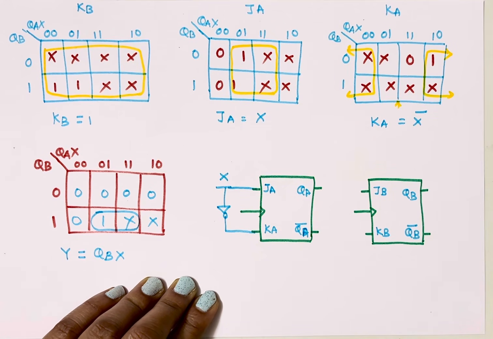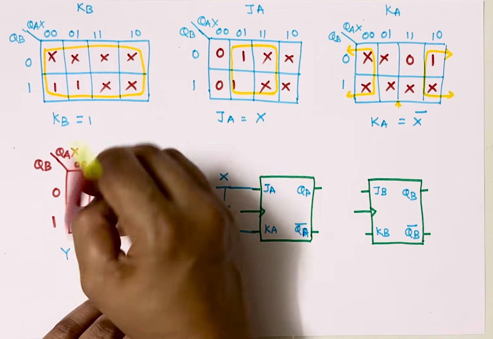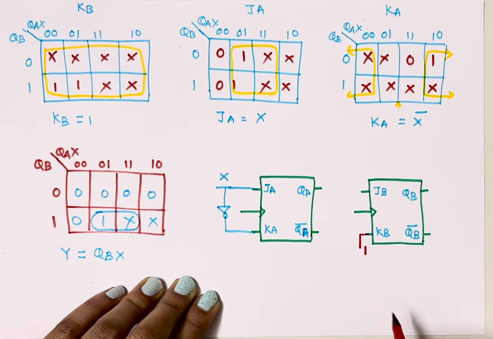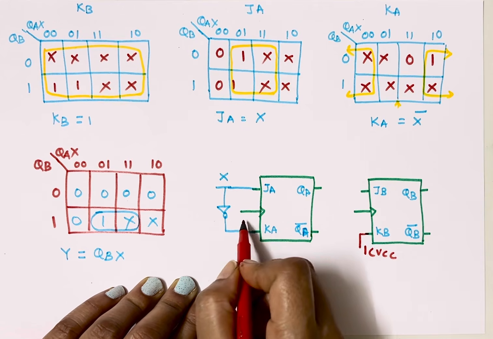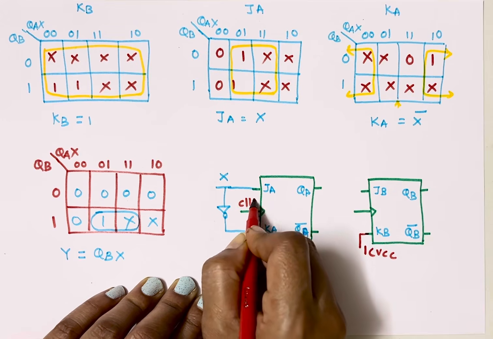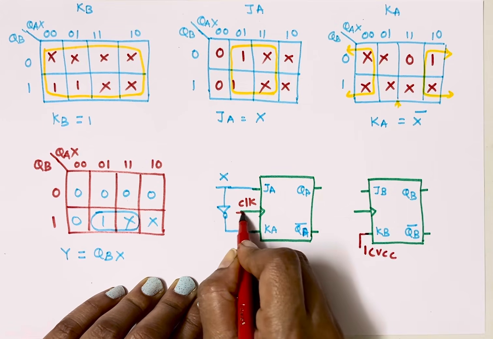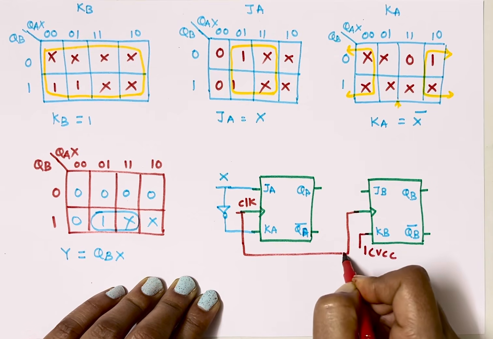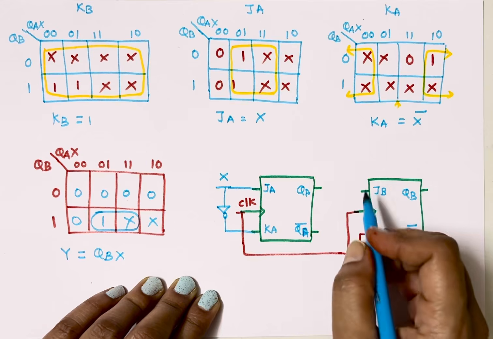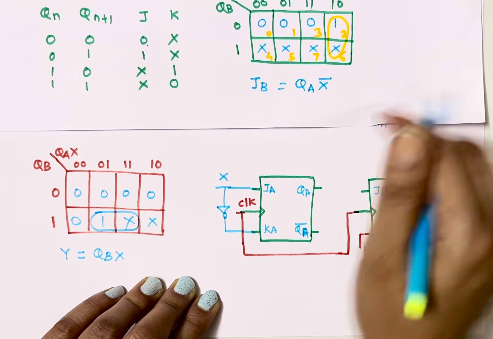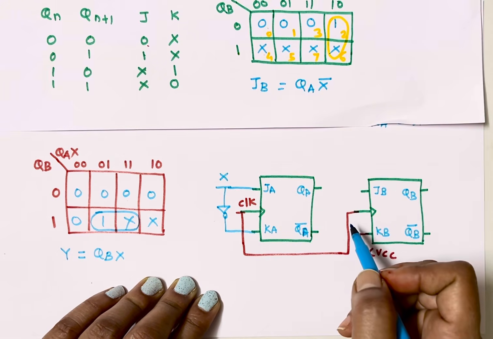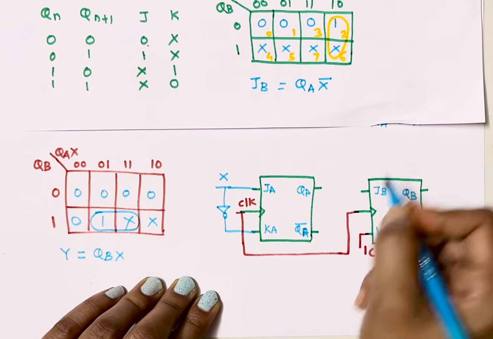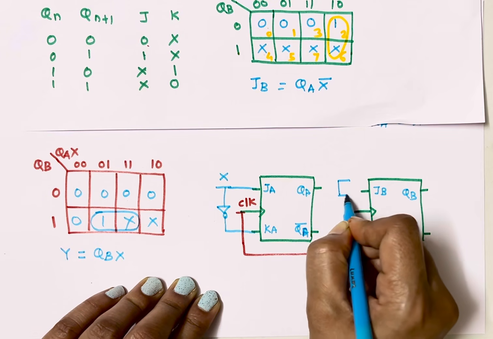Then JB. Okay, we'll write for KB first. So KB is connected to 1 or VCC. This is a synchronous circuit, so a single external clock is connected to both the flip-flops. Now next is my JB. For JB, the equation is QA into X bar. So I need to use an AND gate because there is multiplication. So I'll use one AND gate here.